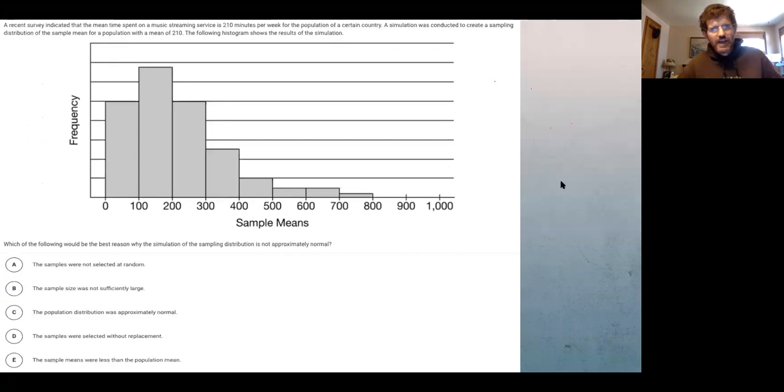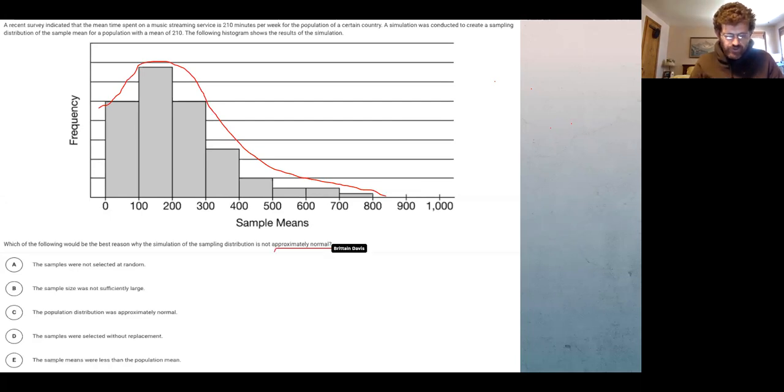Okay. So we had a simulation set up to figure out the amount of time people spent on a streaming service, and the population average is 210. And so again, a simulation was run, and we ended up with a distribution that looks like this. Definitely not normal. So why is it not normal? And does anyone know why it wouldn't be normal?